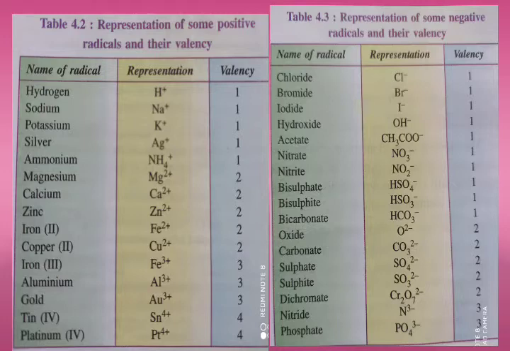So radicals are of two types. First, basic radical. Basic radicals have a positive charge and they are also called cations. All metallic ions are basic radicals. Some more examples are given on the screen. Next is acid radical. They have a negative charge and they are also called anions. Most of the non-metallic ions and groups of non-metallic atoms with a negative charge are acid radicals, and more examples are given on the screen.